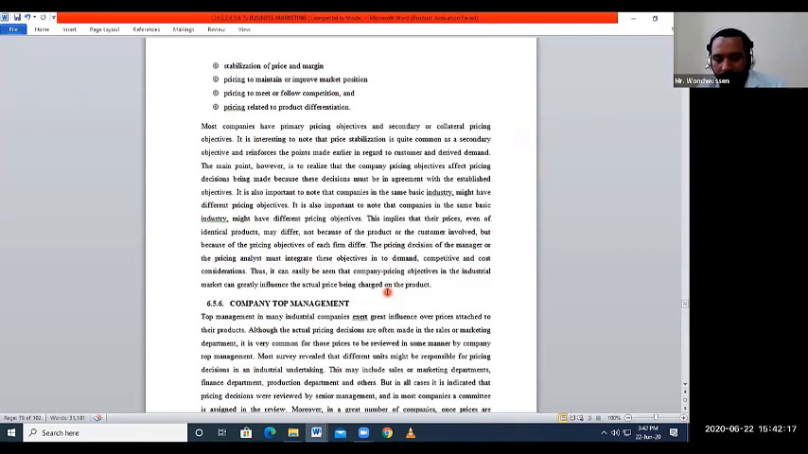So whenever we set a price, who is responsible to make a price decision in any industrial market? Who is responsible to set the price for any product, whether it is industrial or a consumer product? Who is responsible?